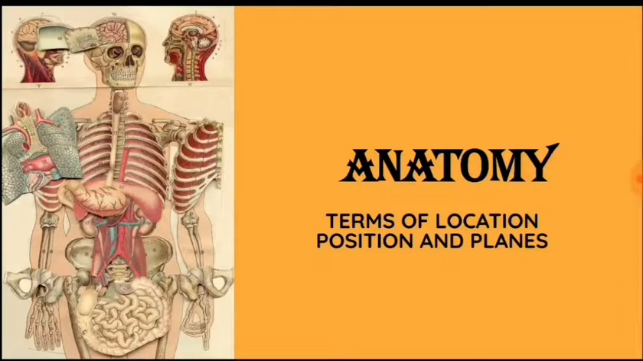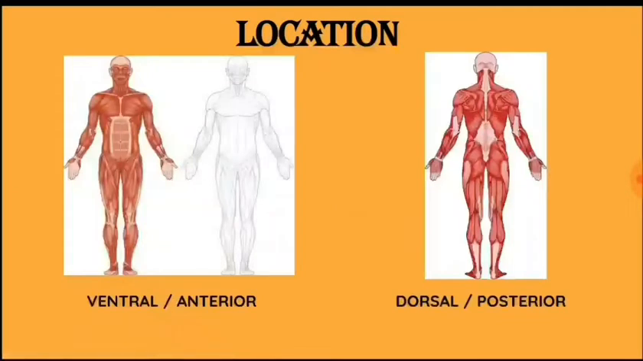So how does the anatomical position look? You can see the picture which I have represented in locations. You can see the ventral or anterior position, where the person is standing upright, facing forward with arms hanging on either side. You can see those arms on either side and palms facing towards you, with the legs parallel to each other, and the feet flat on the floor. That is the ventral or the anterior position.